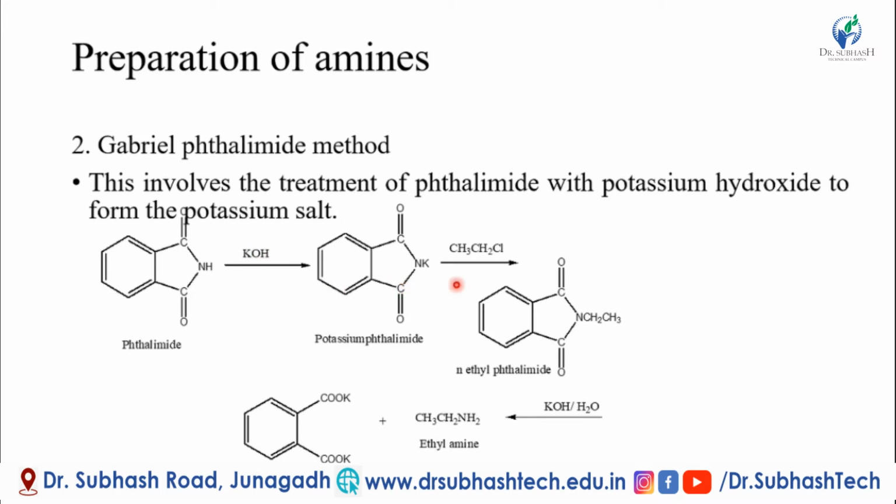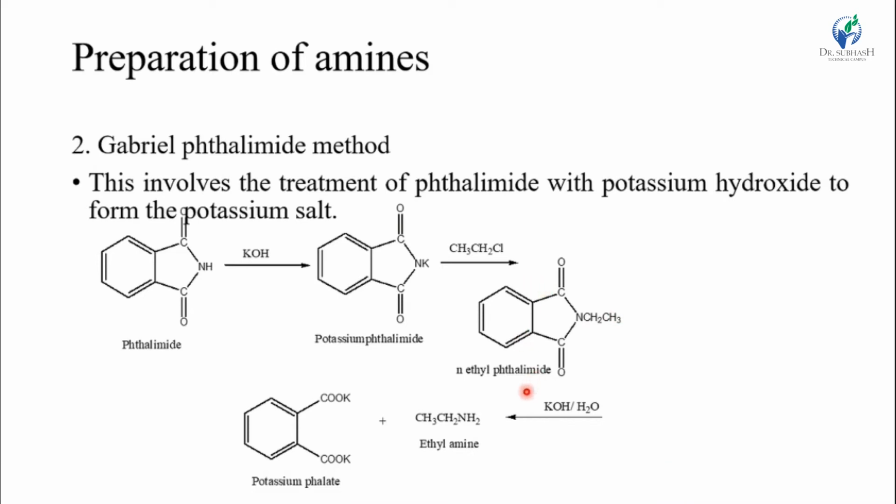Okay, and then further one alkyl halide, that is ethyl chloride, is added. The ethyl group is attached, replacing the K, and K is attached with the Cl, so KCl is removed. Then further reaction with KOH and water: the ethyl phthalimide reacts with KOH and water to generate one ethylamine and one potassium phthalate salt.